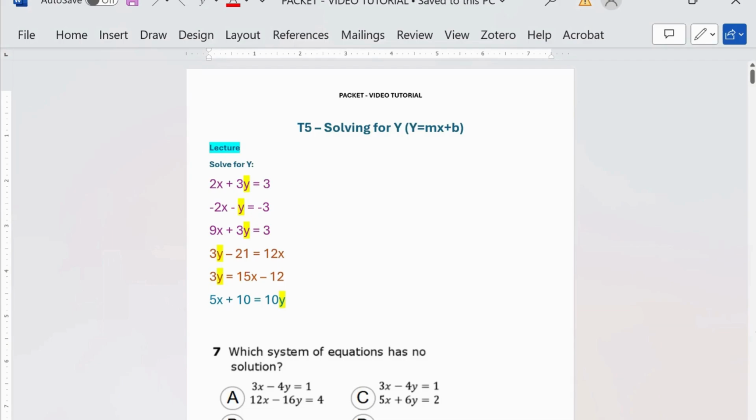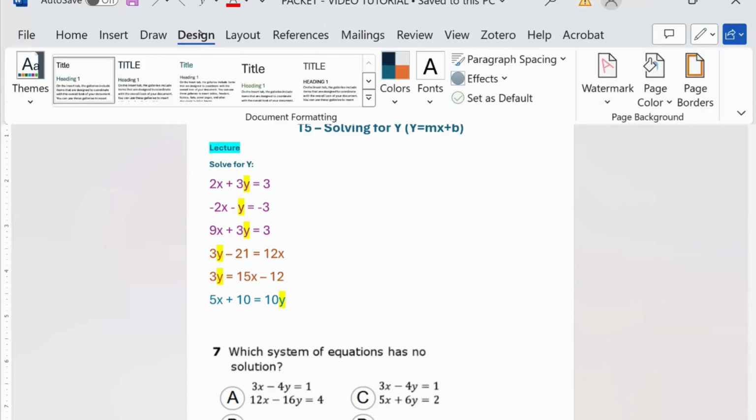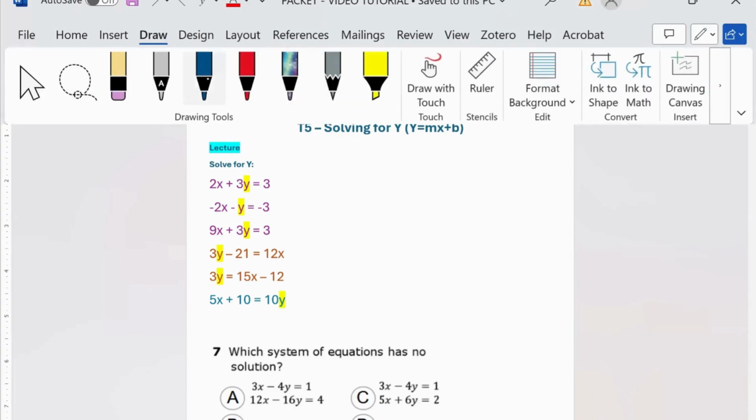Okay. So I highlighted those y. It means you're trying to figure out how to solve for y. Again, the strategy you're going to apply is the same strategy that I taught you during the class. Here we go. So let's start.